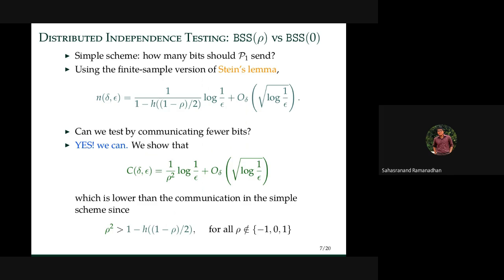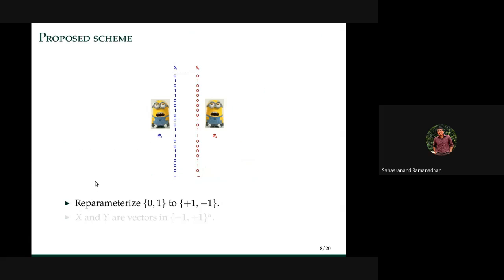So the answer is that we can. So we show that the minimum communication with which we can achieve this is given by this expression here, green colored, 1 by rho square log 1 over epsilon plus this extra term. So you can see that the coefficients here are different, and the second term, the green term, is smaller than the blue term above, because the denominator rho square is greater than the denominator there, 1 minus h of 1 minus rho over 2. So the communication here is smaller than that of the simple scheme. So what is the scheme that achieves this smaller communication? Let's look at that scheme.